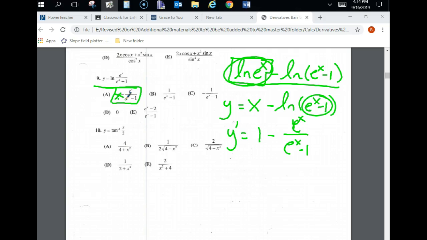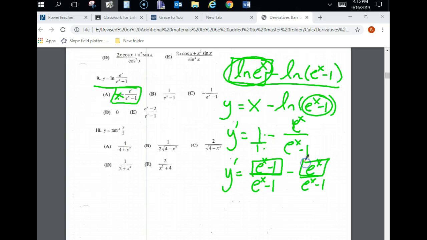Well, all the other answers you'll notice have only one fraction, which means maybe I need to combine these. And to do that, we need a common denominator. So instead of 1, I'm going to give it a common denominator e to the x minus 1. What I did was I thought of this as 1 over 1, and I multiplied the top and the bottom by e to the x minus 1. Now this fraction and this fraction have the same denominator, and I combine. So if I combine this with this, e to the x minus e to the x cancel out, and I'm left with negative 1 over e to the x minus 1. And so there you go.